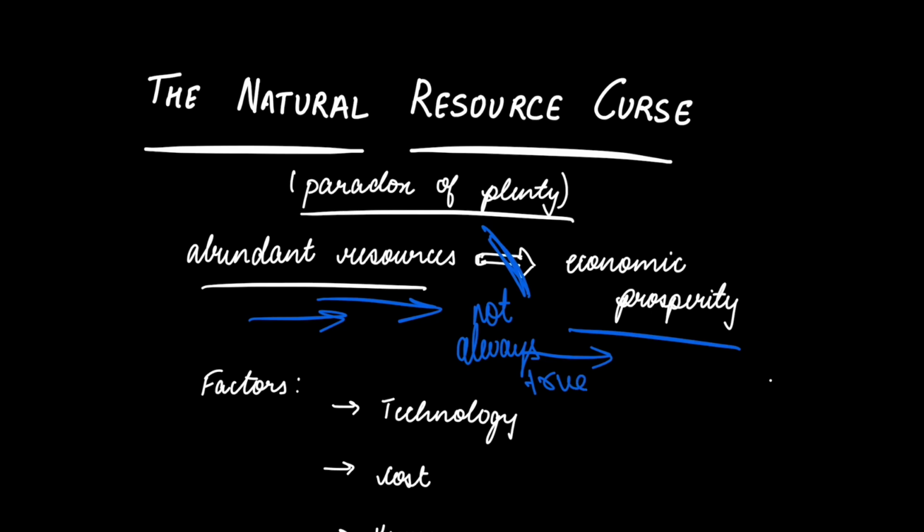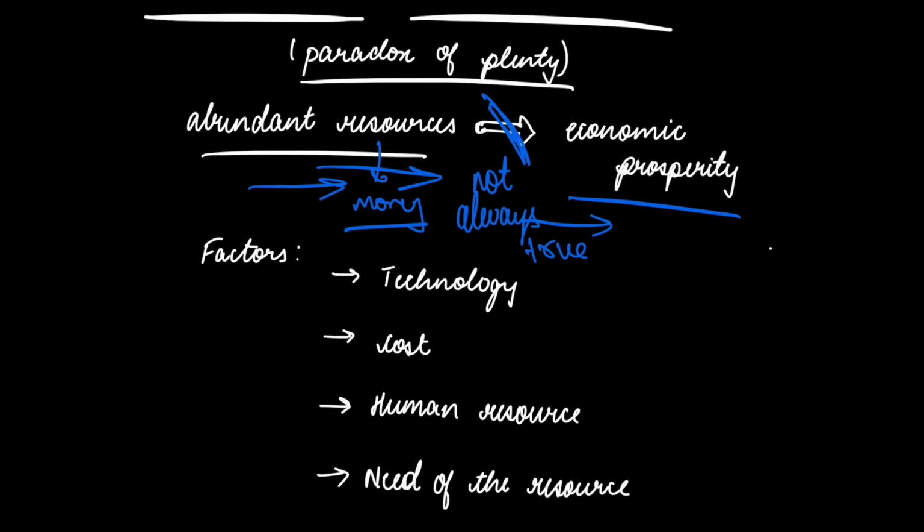Abundant resources will not mean economic growth, because there are various factors for this resource to become money or to become economy for us. So what are the factors? The first is the technology. If you don't have the skills to extract the resource and you don't have the market value for it, then all these things wouldn't combine together.